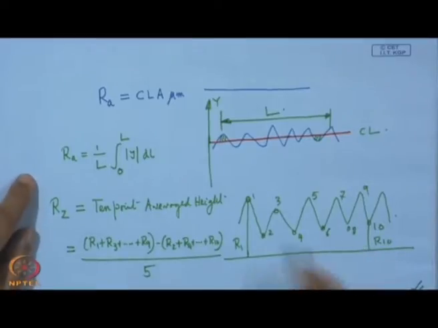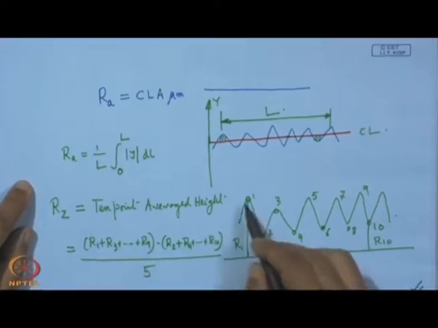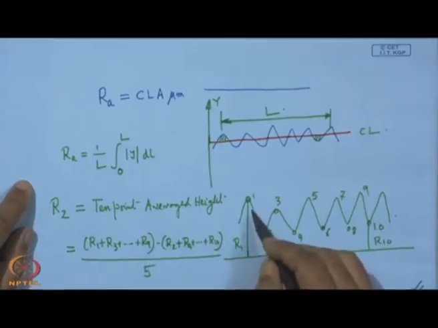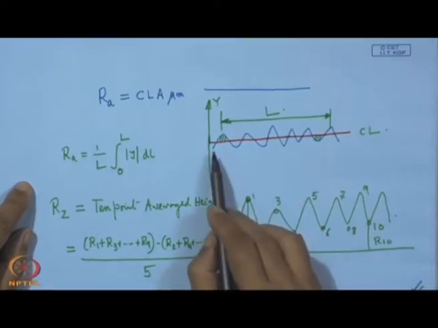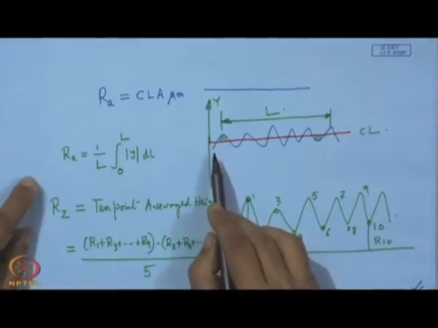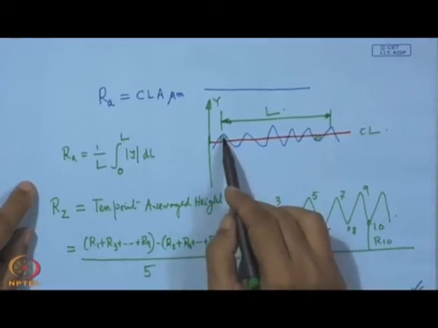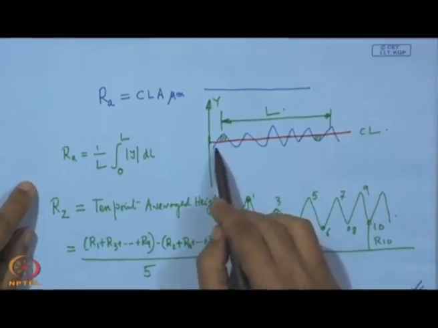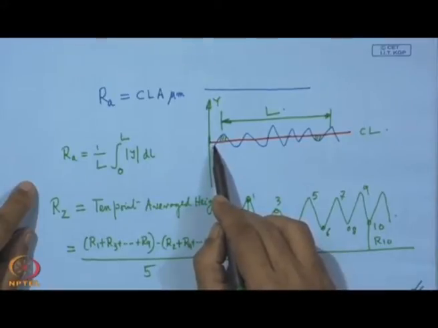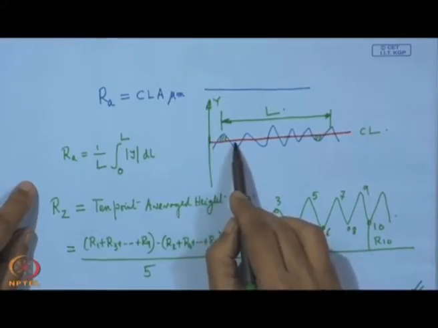And what is the difference between these two? Here we find out the height difference between the hilltop and the valley, that means peak and valley are considered, but in CLA, center line average, we are not considering from peak to valley; it is actually the arithmetic average of the departure of the whole profile from the mean line.